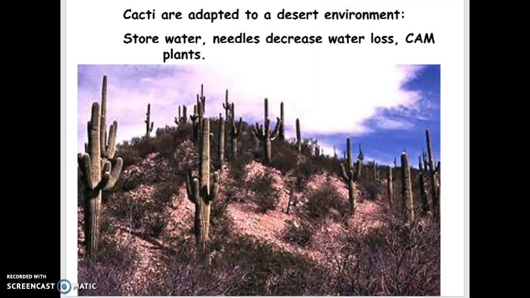As we mentioned earlier, cacti, desert plants, lots of adaptations. They store water, the needles. The needles are actually the leaves of the cactus. That helps decrease water loss. You know, with these guys being CAM plants, they're adapted to those environments. This is why you don't grow cactus in Illinois outside. Wrong environmental conditions. This is also why you don't grow grass in Arizona. Wrong environmental conditions.